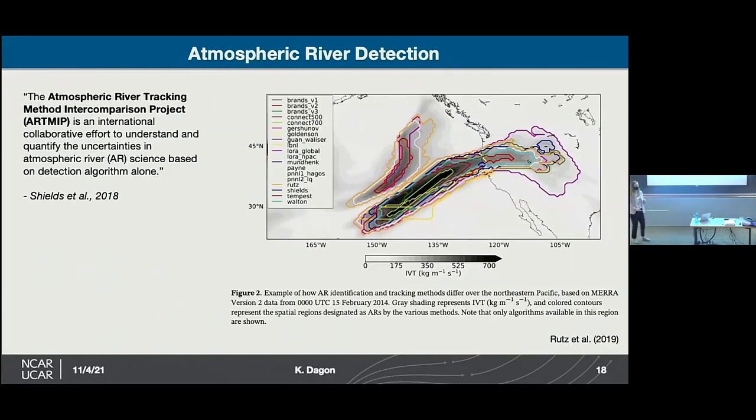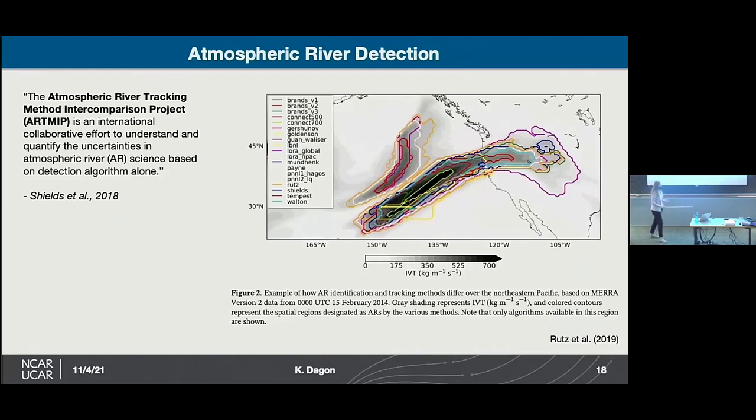So Anish touched on this as well, but there's another MIP called ART-MIP, which has to do with atmospheric river tracking and detection that one of my colleagues, Christine Shields, is very involved with. And so this is a paper from the ART-MIP studies that's comparing a variety of different detection methods for an atmospheric river. And so they have different thresholding, relative versus absolute thresholds.